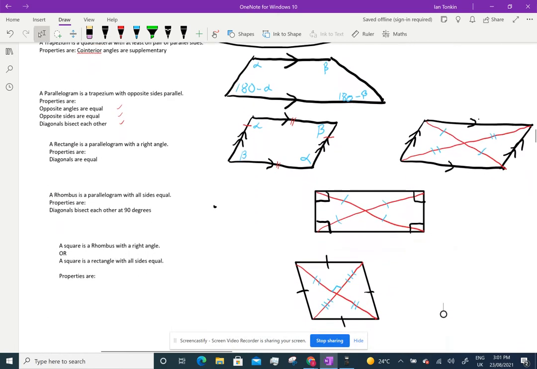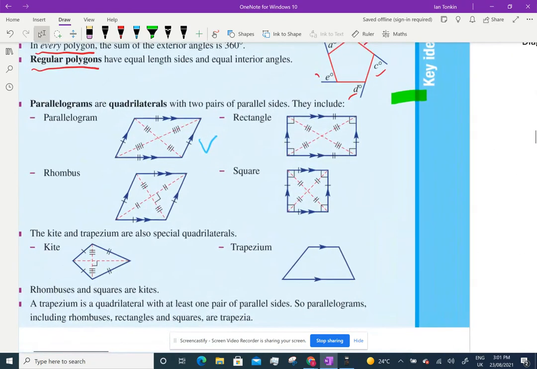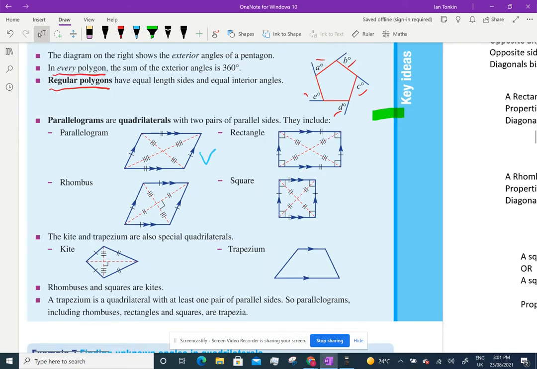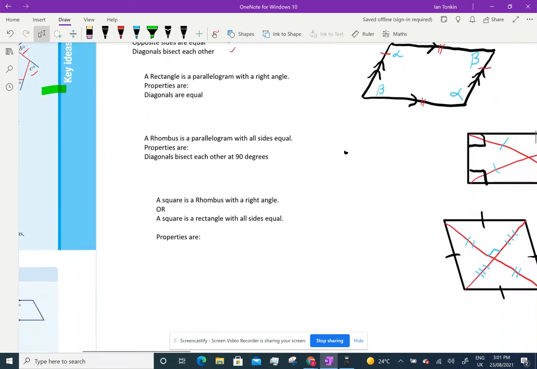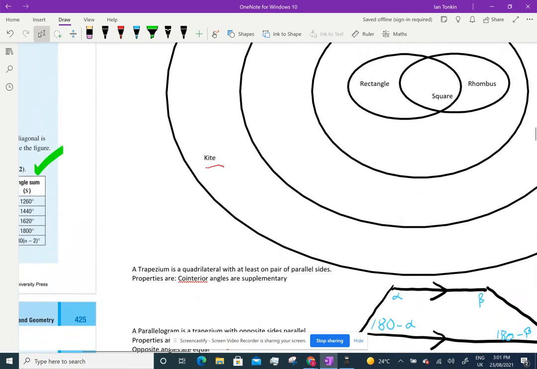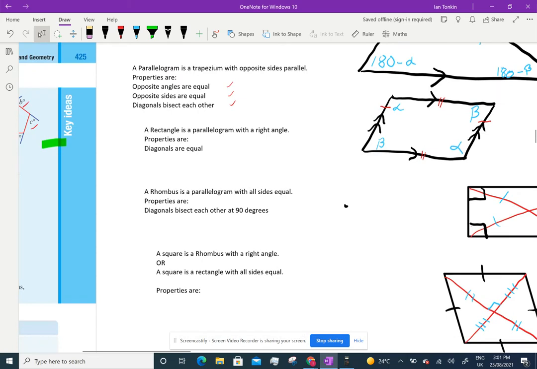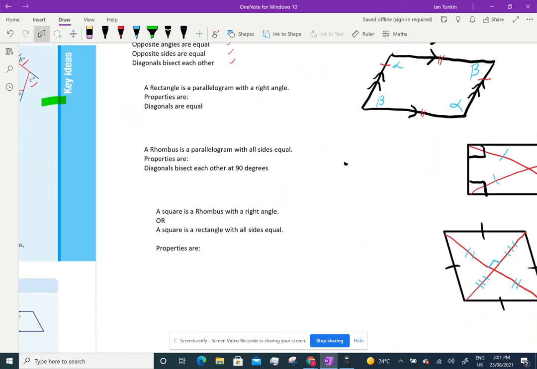So now we get to our last one. Well, let's just double check. Let's have a look at the rhombus. And you can see it's got the diagonals bisecting each other at 90 degrees. Well, let's do a square. We've got two definitions we can use for a square, because look up here. The square sits wholly in the rectangle and wholly in the rhombus. So you could use either definition. So we could say a square is a rhombus with a right angle.